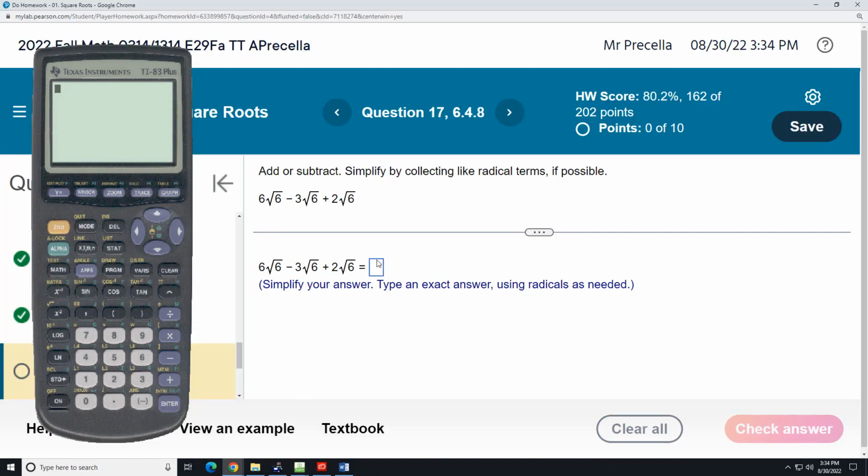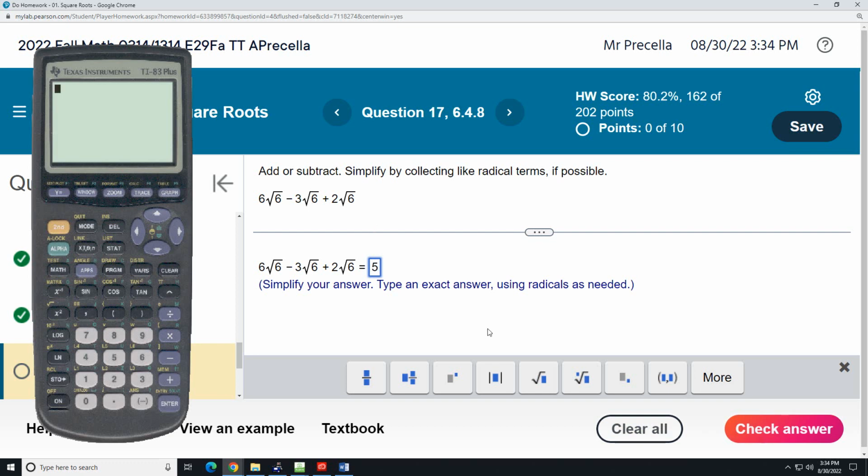Oh, wait a minute. What's this answer? I forgot. 5 square root of 6?